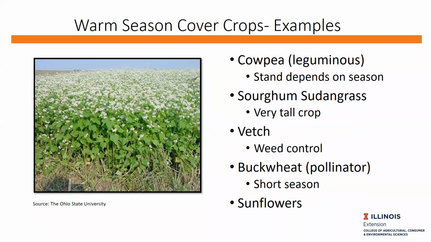Some warm season cover crop examples: cowpea, sorghum Sudan grass, vetch, buckwheat. Cowpea is leguminous, which is what we like, so it can sequester nitrogen in the soil. Buckwheat, as you see here in this photo, tends to be a good pollinator, but is also very short season, 45 to 50 days before it starts to flower and goes to seed. And you've got to address it. You have to address buckwheat as it starts to flower, and usually this will mean cutting it and laying it on the soil surface.